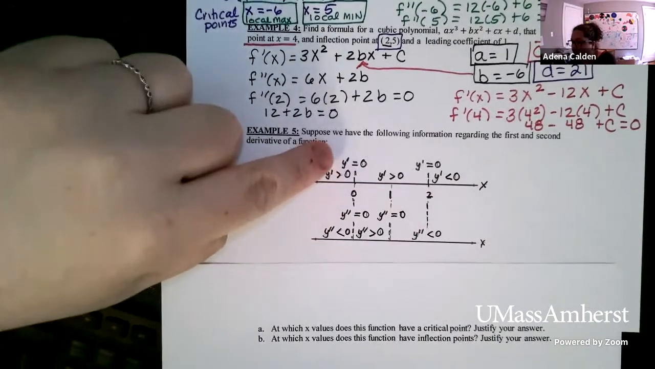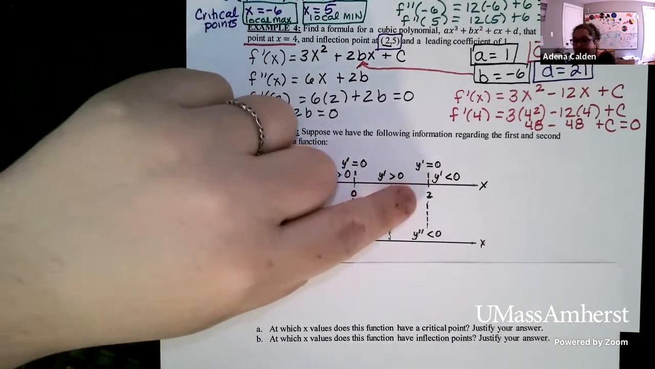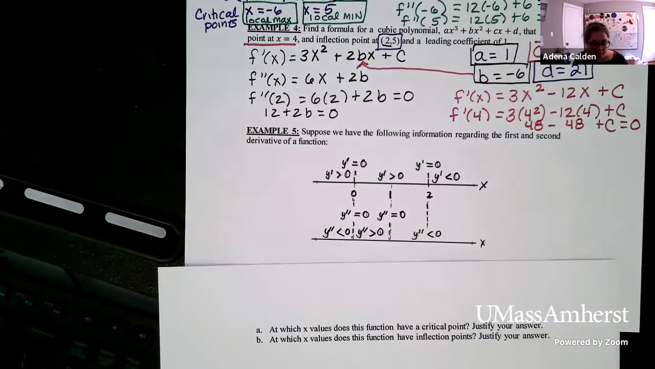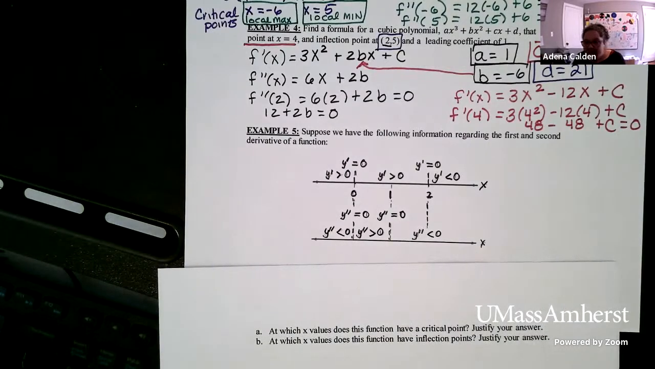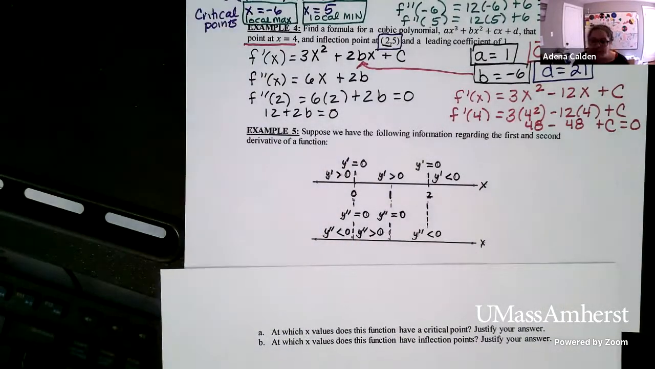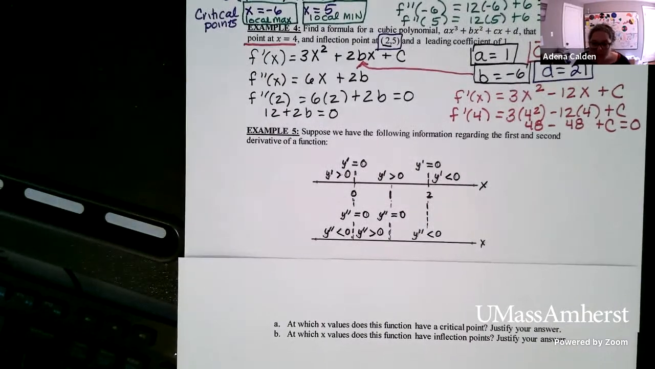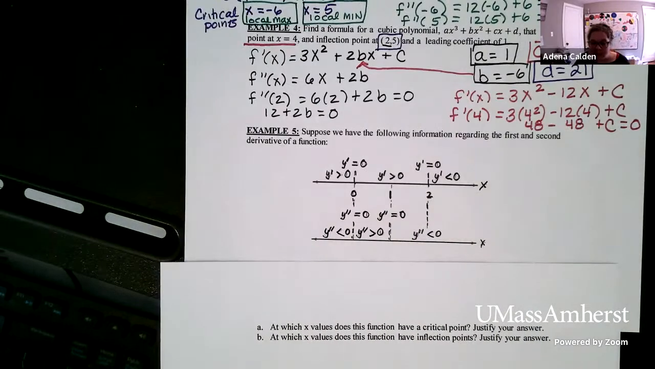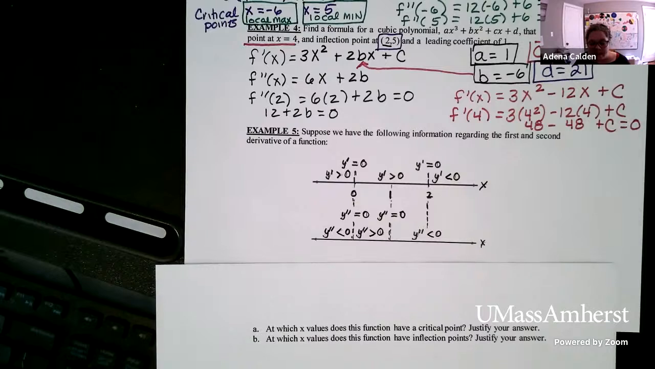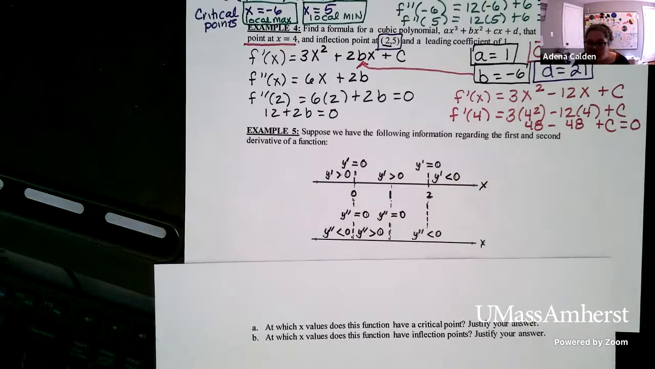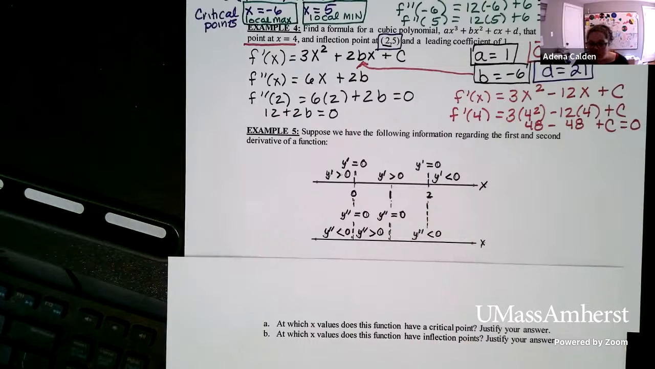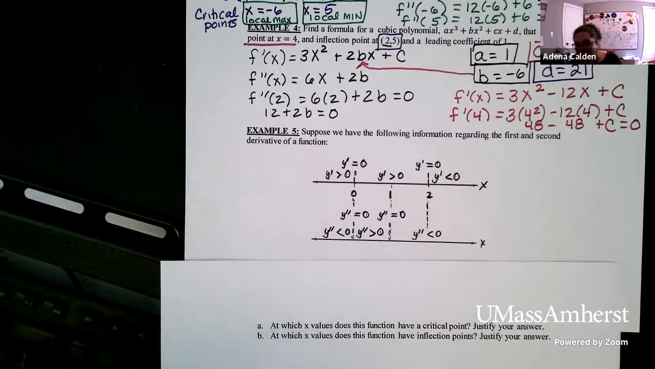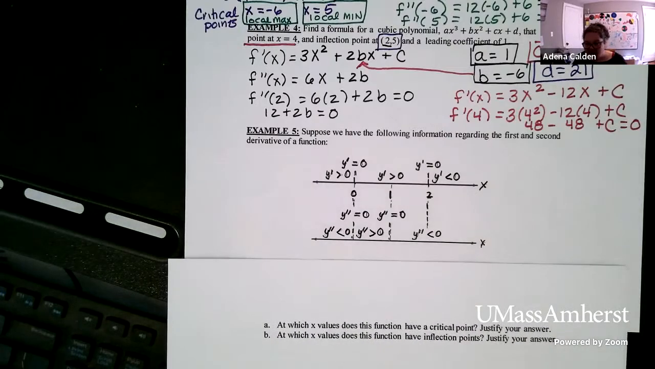So what we're told is that the first derivative is 0 at 0. The first derivative is 0 at 2. And then we have the signs of the first derivative in between. And then for the second line chart, we have information about the second derivative. And so we want to use this information to try to talk about where this function has critical points and where it has inflection points. Okay, so I want you to take a look at this and the information we have about the first and second derivative and see what you can say about the critical points and inflection points.